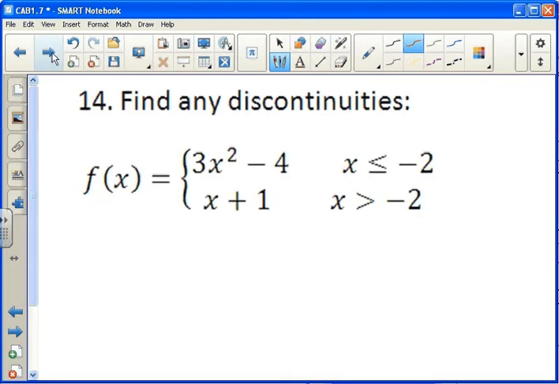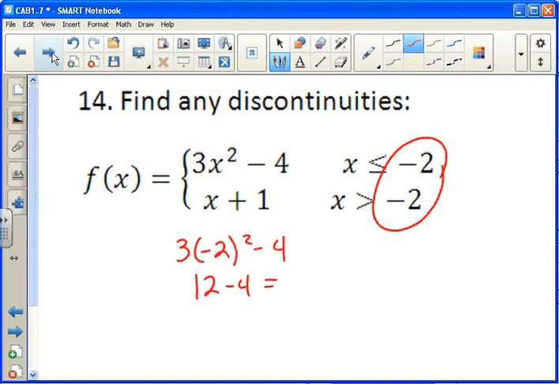Number 14, find any discontinuities in this piecewise function. These are very simple to do. Just find the number where they connect, which in this case is negative 2. Plug them into the top and the bottom and see if they match. So if I plug it in top, negative 2 squared is 4. 4 times 3 is 12. 12 minus 4 is 8. So I get 8 on top.